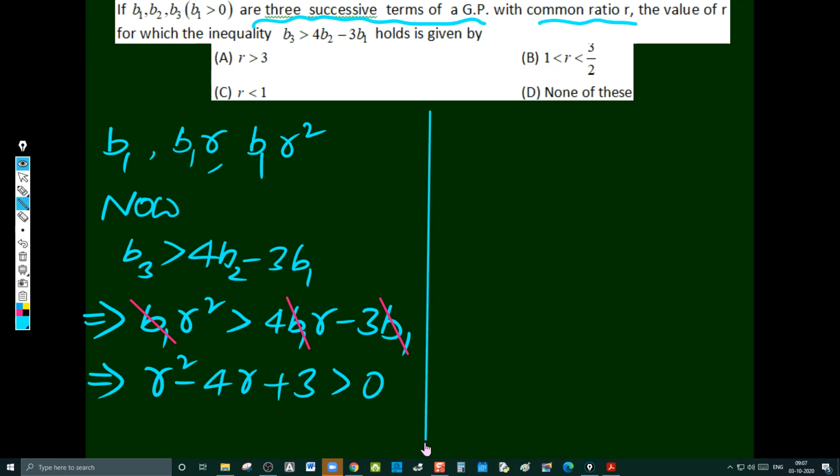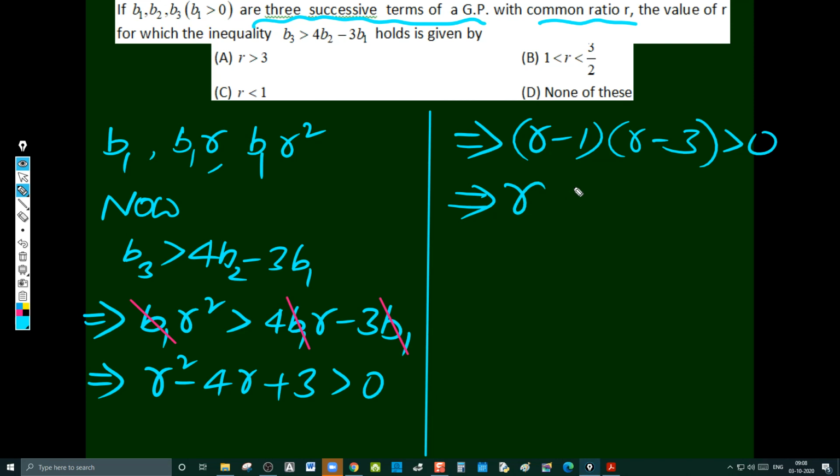R square minus 4R plus 3 greater than 0, which implies R minus 1 into R minus 3 greater than 0, which implies R is less than 1 or R is greater than 3. Are you there, everyone? Check the options, please. Yes.